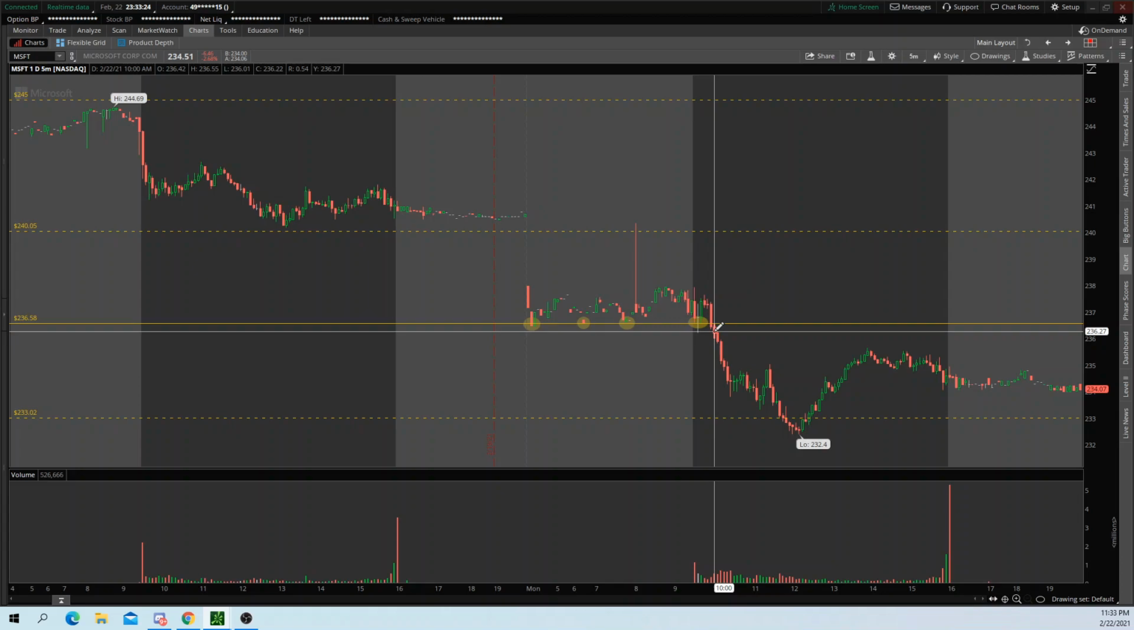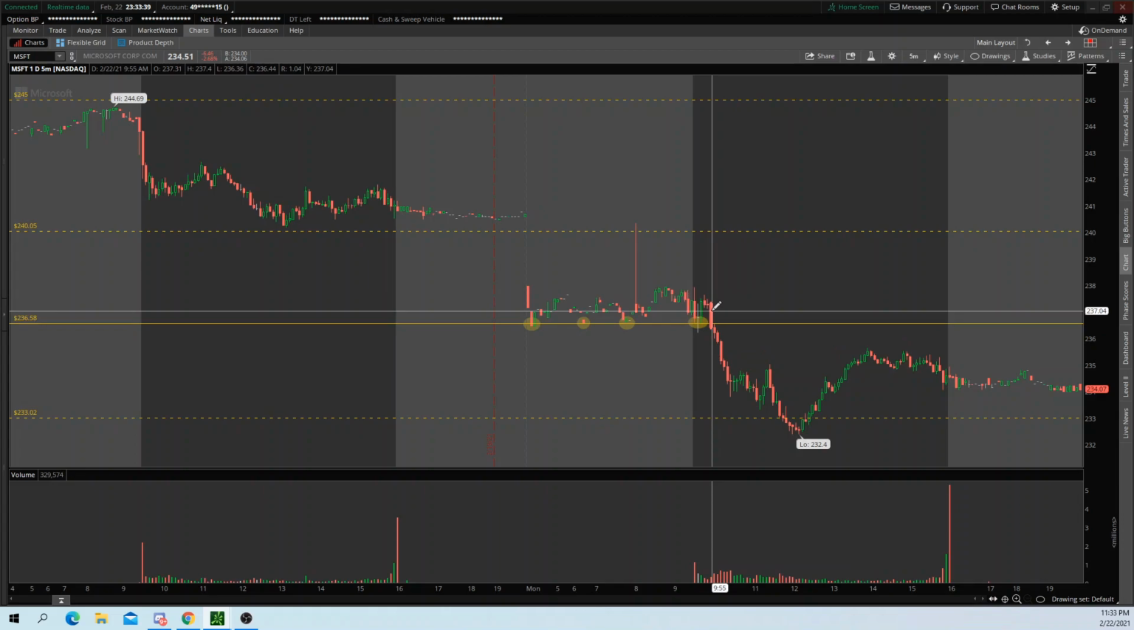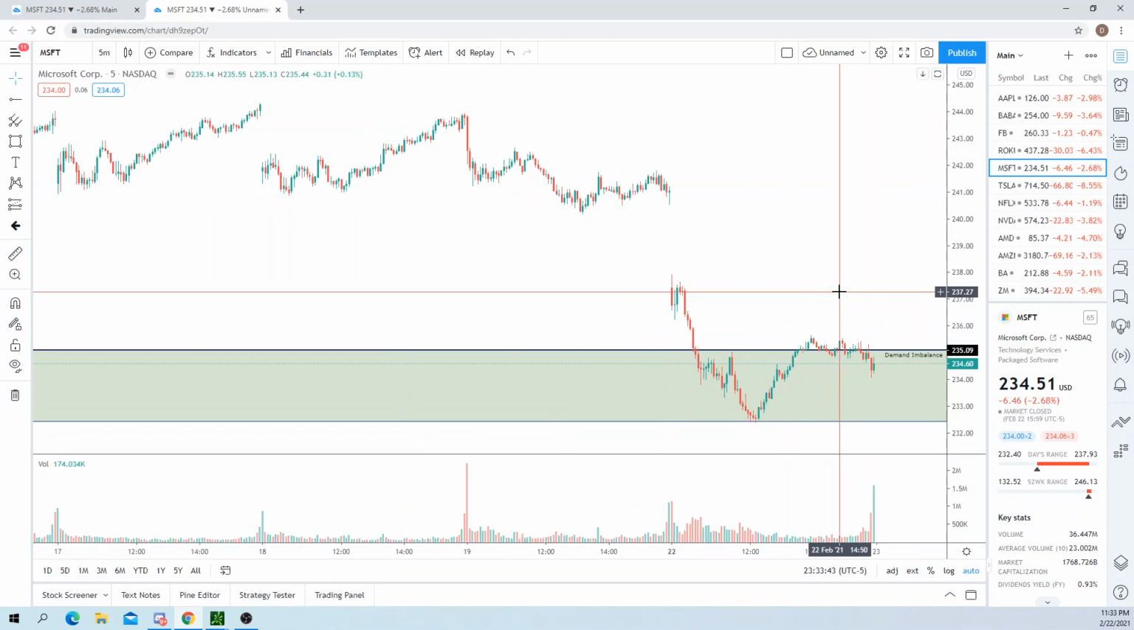at 10 a.m. My target: it's very important that before you enter into a trade, you always have a predetermined exit. My predetermined exit for this particular trade was this demand imbalance.